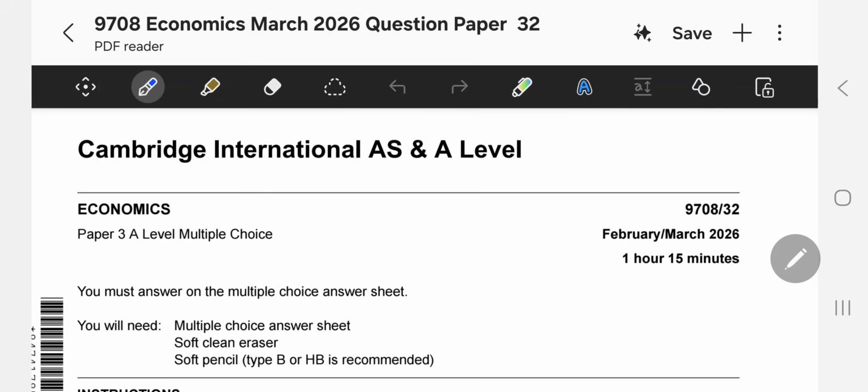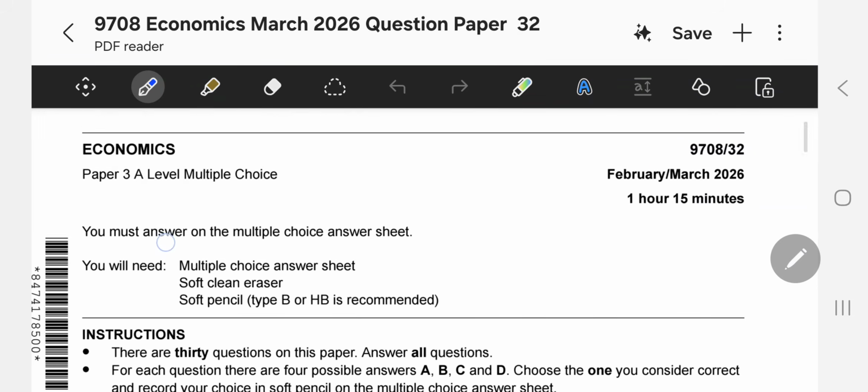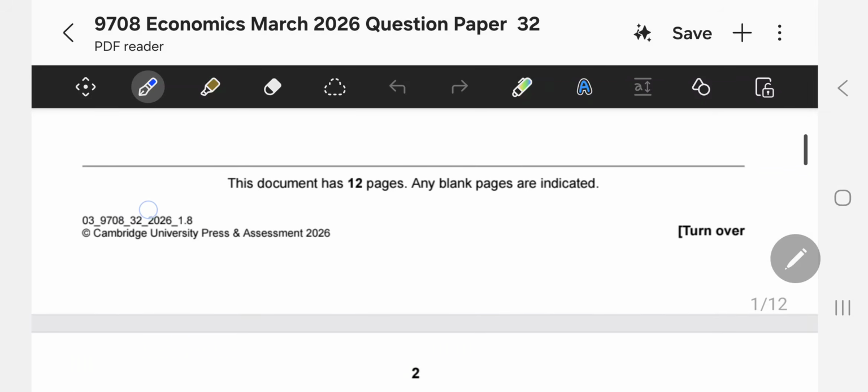Again, like the previous video, the mark scheme is not yet out, so I'm just going to attempt this. Let me know in the comments section if you don't understand anything or if there's anything you think I did wrong. Right, with that, I'm going to go directly to question 1.